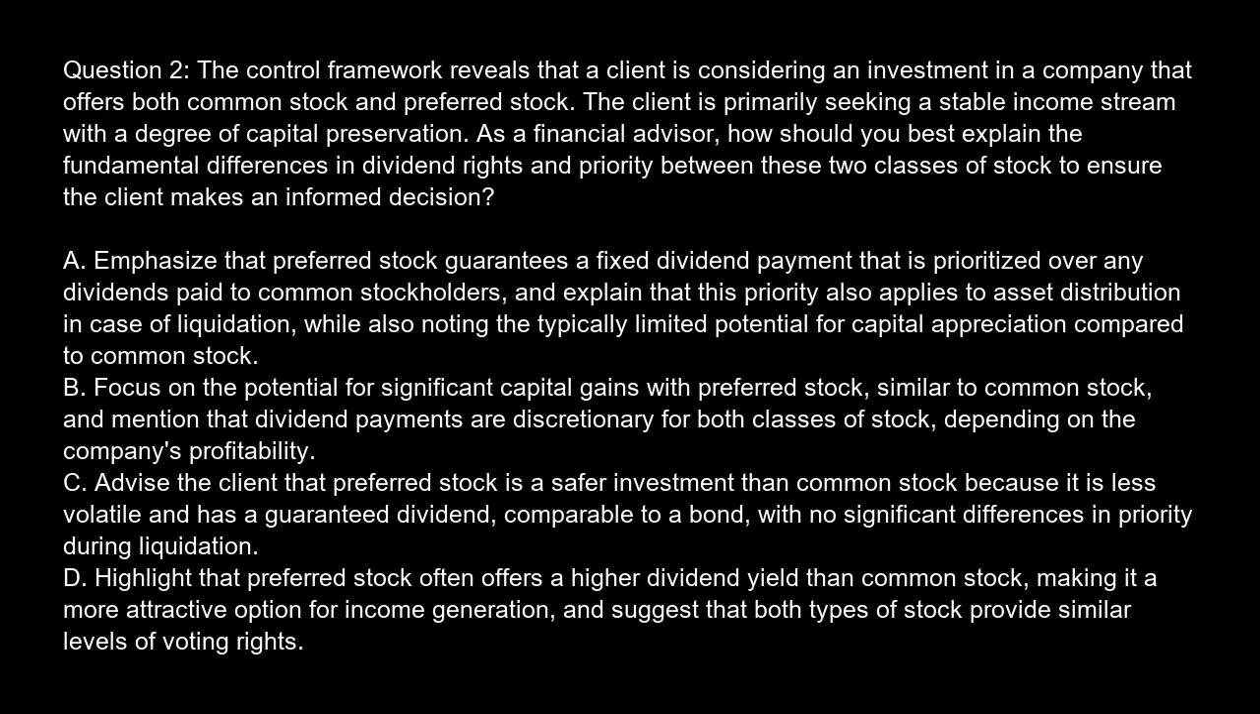Option A. Emphasize that preferred stock guarantees a fixed dividend payment that is prioritized over any dividends paid to common stockholders, and explain that this priority also applies to asset distribution in case of liquidation, while also noting the typically limited potential for capital appreciation compared to common stock. Option B.